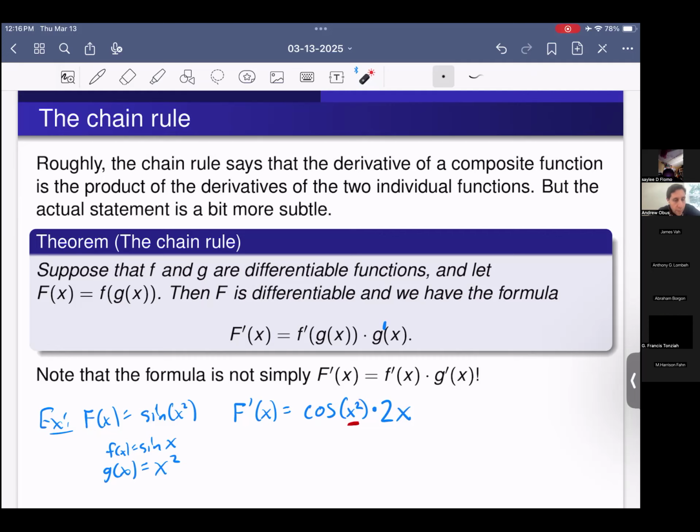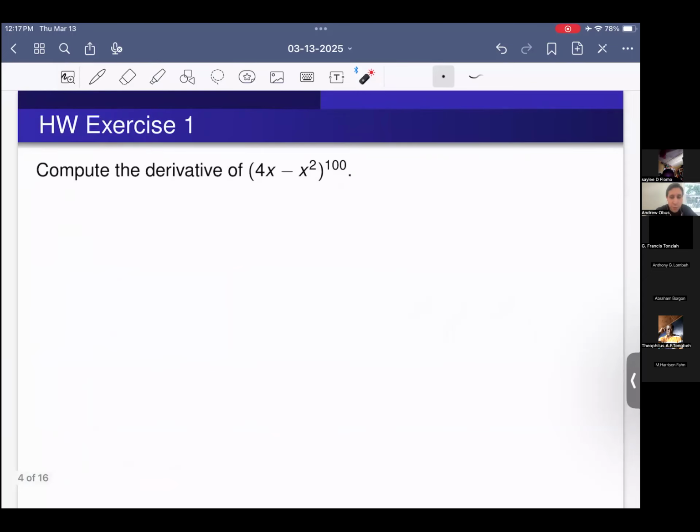Okay, so this was how we did the chain rule in class last time. Questions about this procedure or about this example? So this example is from last time's notes. Okay. All right. So if this is okay, let's then start with the first homework exercise, which is the same kind of thing.